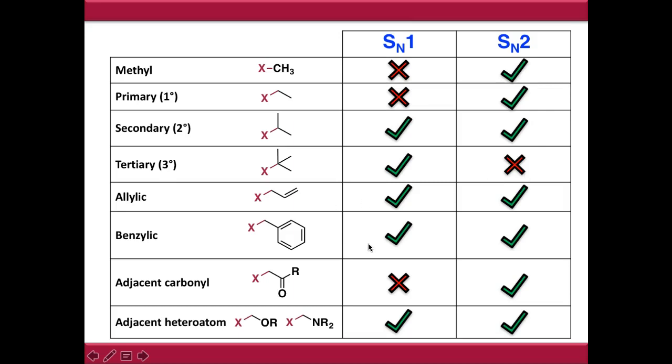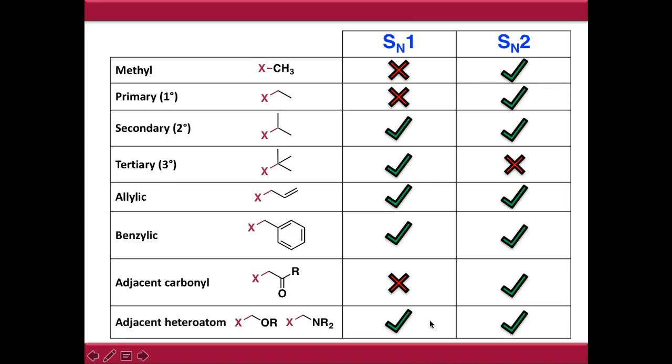Allylic and benzylic electrophiles are capable of doing both SN1 and SN2. That's because the carbocation intermediates that you form are resonance stabilized into the adjacent pi systems, and they're also excellent for SN2 because those same pi systems can stabilize the transition state of the SN2 reaction. Now, I said that electrophiles which are adjacent to carbonyls are not very good at SN1. The cation that you form here is reasonably unstable, but mainly the SN2 reaction is just so fast that it would be outcompeted anyway, so you would never see the SN1 reaction.